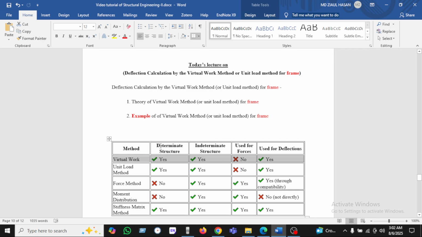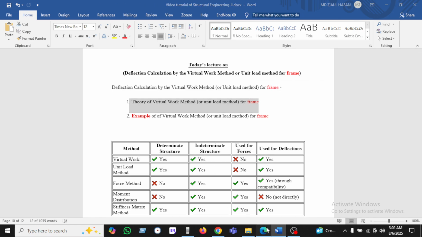This is a determinate structure, so we can analyze it. When we see an indeterminate structure, then we have to go to the force method, moment distribution method, or stiffness method. That's why I am applying the virtual work method or unit load method. Okay, let's see the theory.